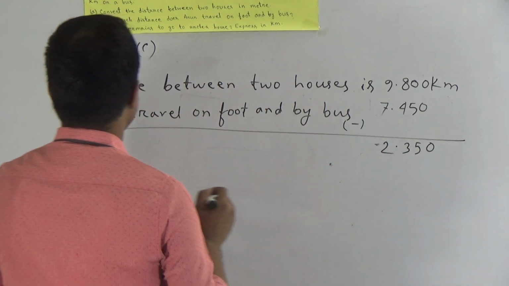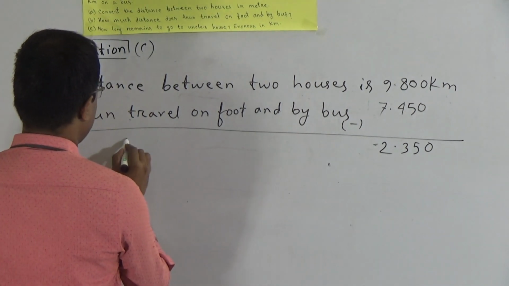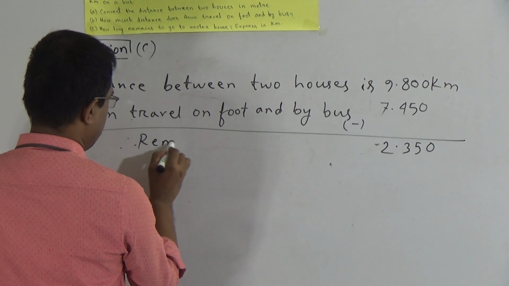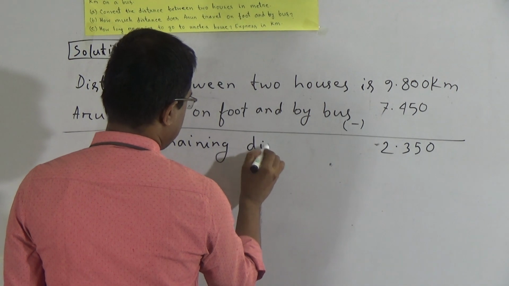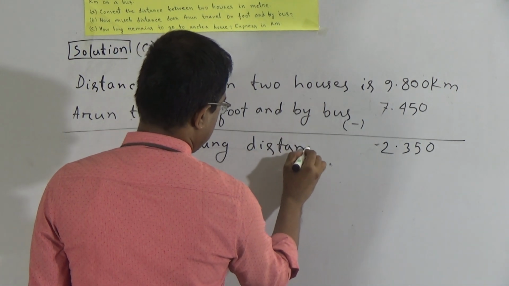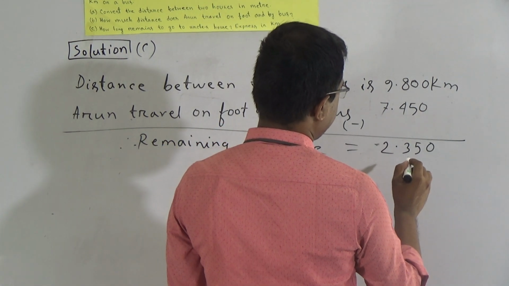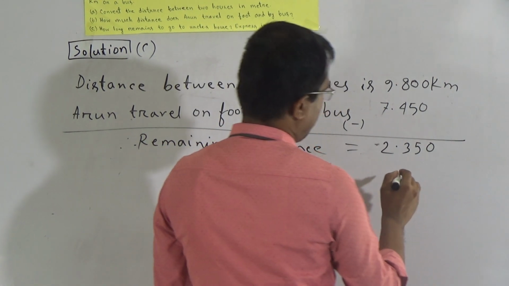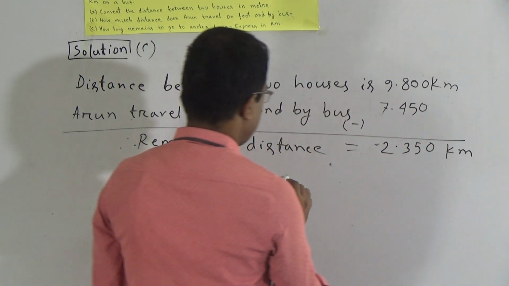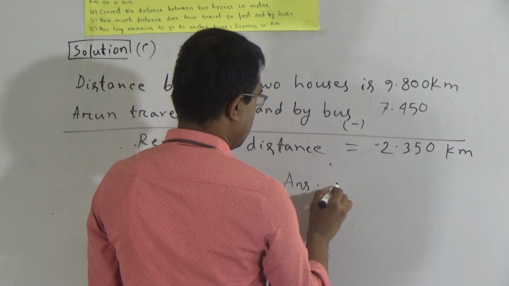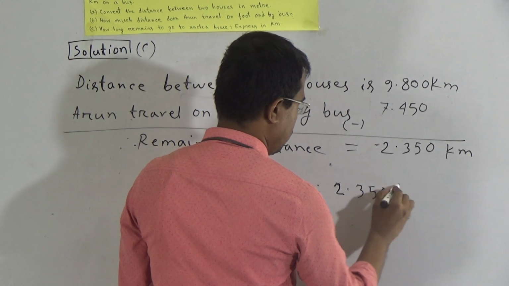So remaining distance, therefore the remaining distance is equal to 2.350 kilometer, and the answer will be 2.350 kilometer.